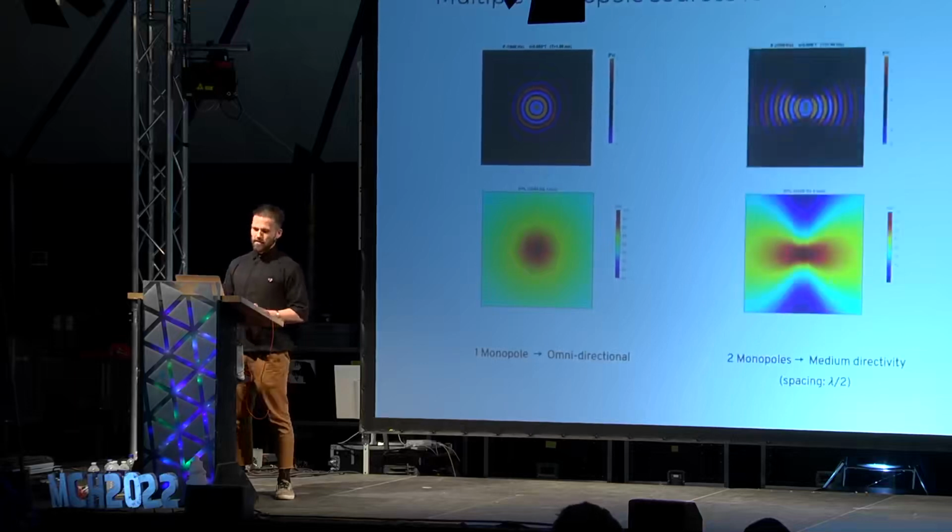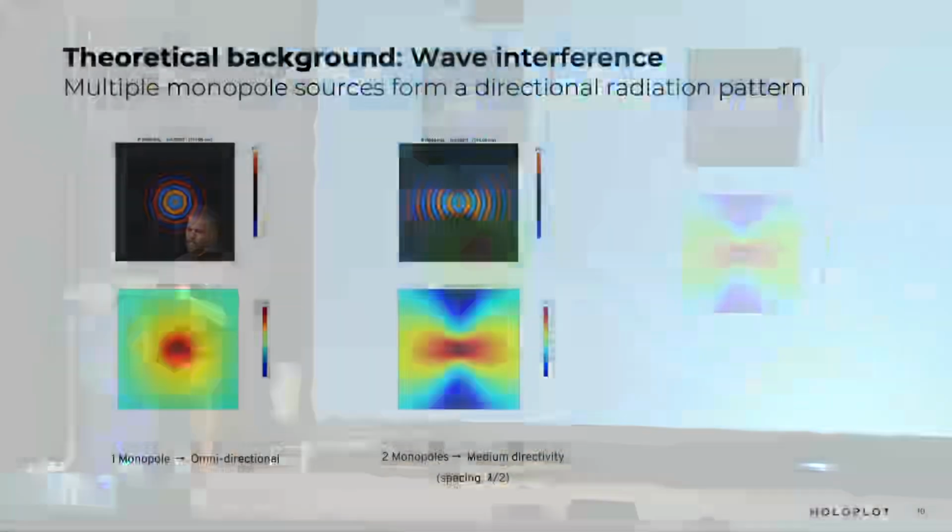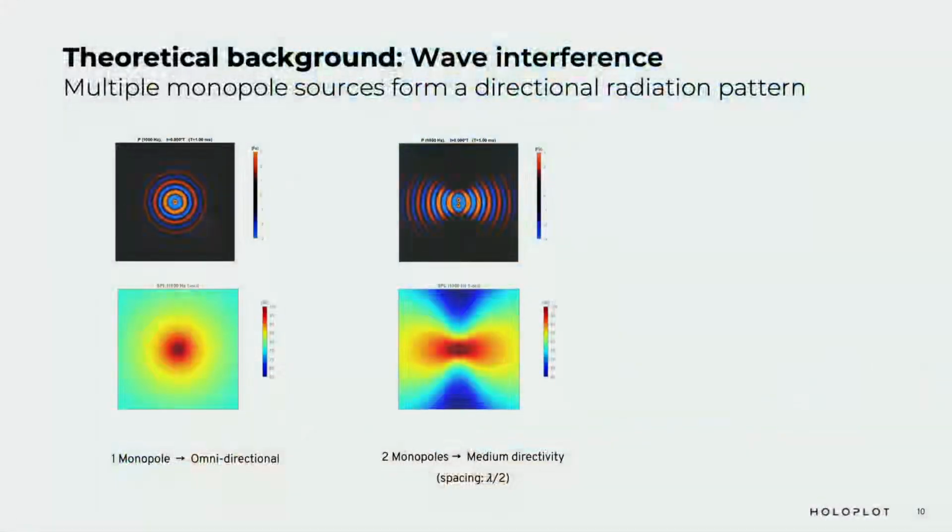Now, if you place two sources at a distance of half of the wavelength that we want to control, that would result in constructive interference in the front and rear directions, whereas it will also cause destructive interference in the 90 degree directions, which would be the left and right axis from the loudspeaker.